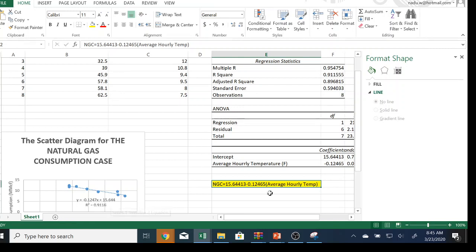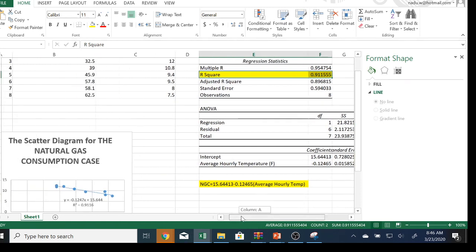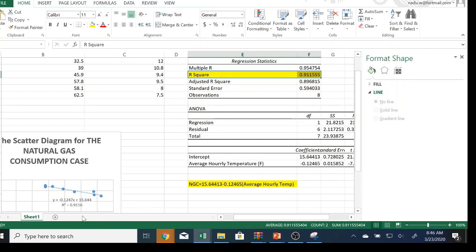So here y, we have put it as natural gas consumption. Here the slope is minus 0.1247. They have rounded it off to the fourth decimal point, and we have the intercept also. Look at the r squared value. It's the same, isn't it? So here also you have got the same value. Here they have rounded it off again to the fourth decimal point, where here you have it to the sixth decimal point.